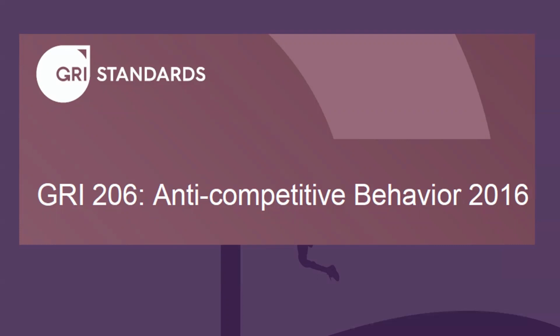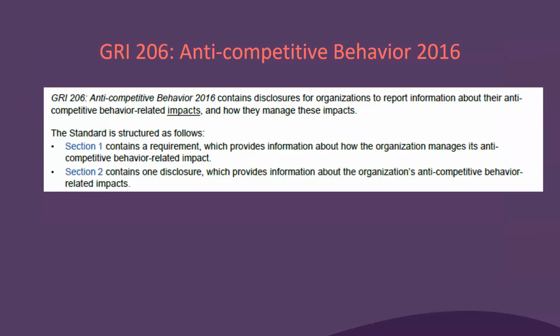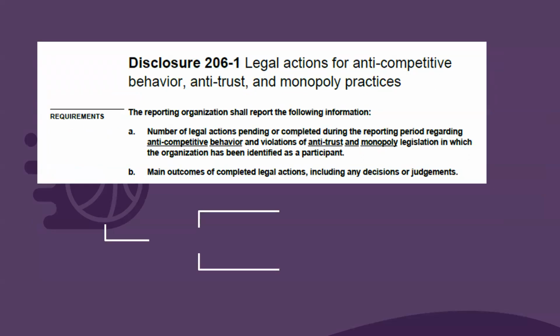Okay, next we have GRI 206, the anti-competitive behavior, also released in 2016. It contains information about how the organization manages its anti-competitive behavior related impact and the required disclosure. There's just one lang naman. Legal actions for anti-competitive behavior, antitrust, and monopoly practices. We have to disclose the number of legal actions pending or completed during the reporting period regarding anti-competitive behavior, violations of antitrust and monopoly legislations in which the organization has been identified as a participant. And main outcomes of completed legal actions, including decisions and judgments. So this is one disclosure on 206.